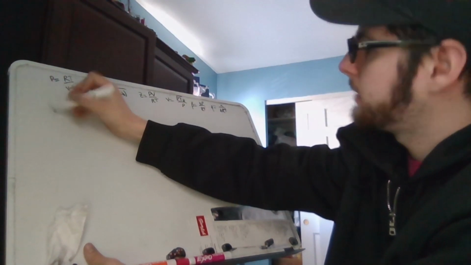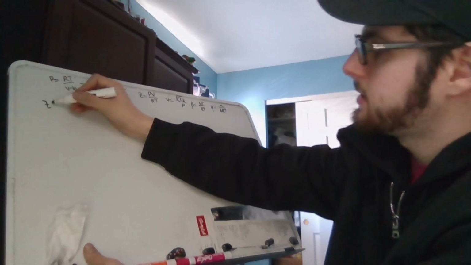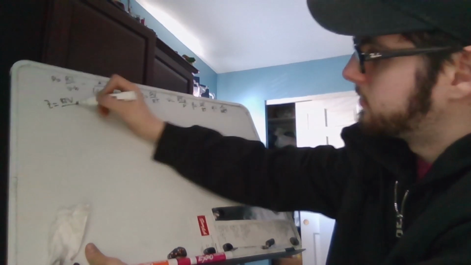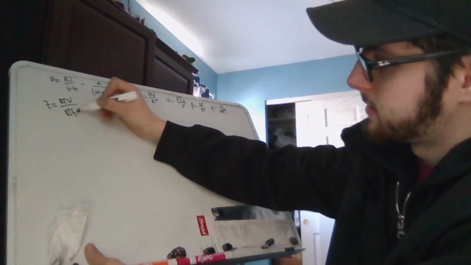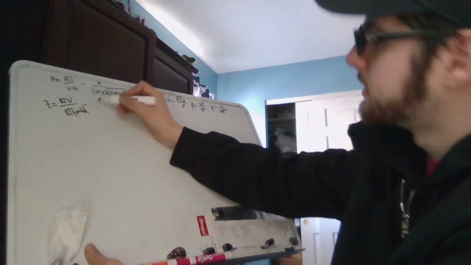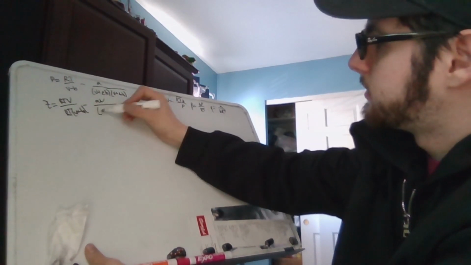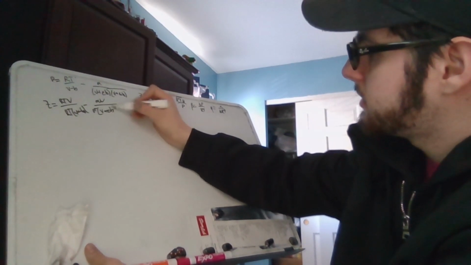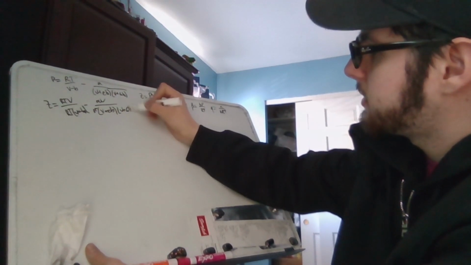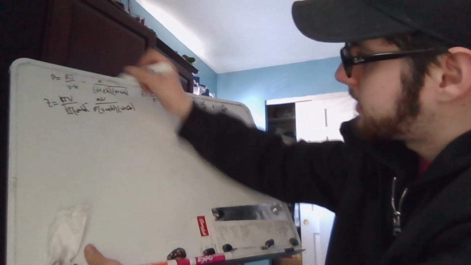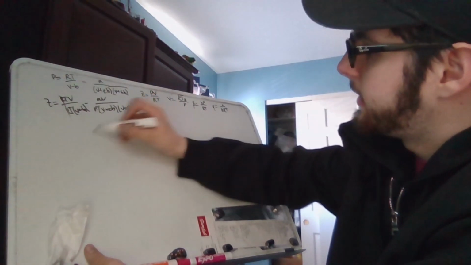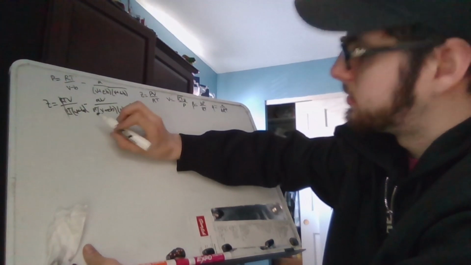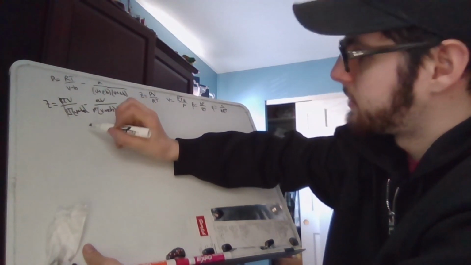So multiply both sides by V over RT. Equals RT V over RT (V minus b) minus aV over RT V (V plus epsilon b)(V plus sigma b). And then these RTs cancel out. And what we're going to want to do now is get volume out of everything, or take a factor of volume out of everything.